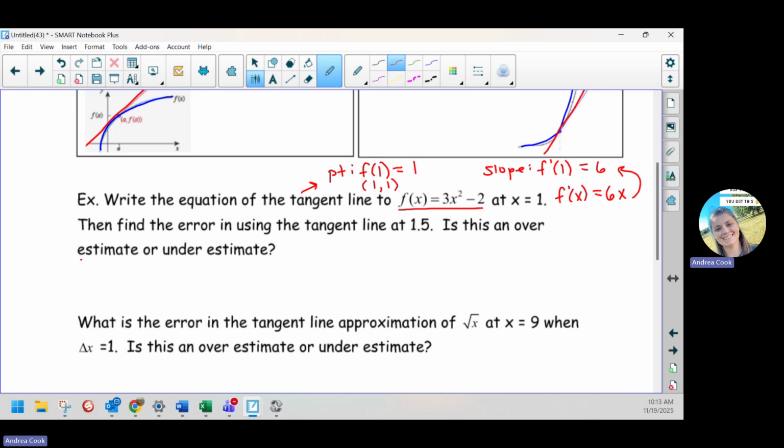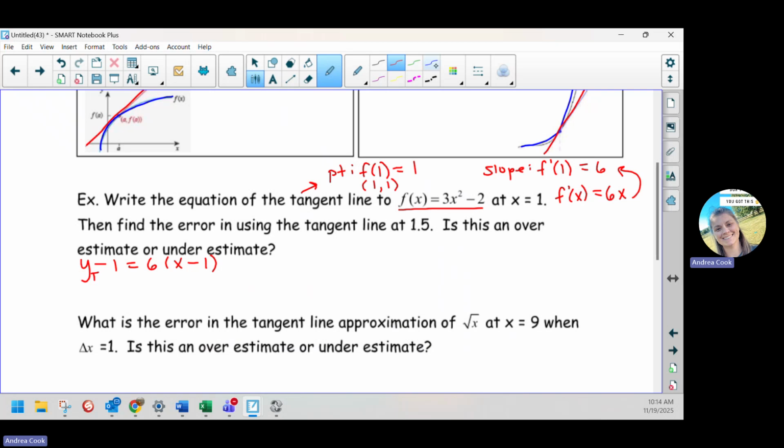So my tangent line: y minus y1 equals m times x minus x1. And we plug in that ordered pair of (1, 1) and our slope of 6. And I'm going to put a little t here so that I remember that that's my tangent line.